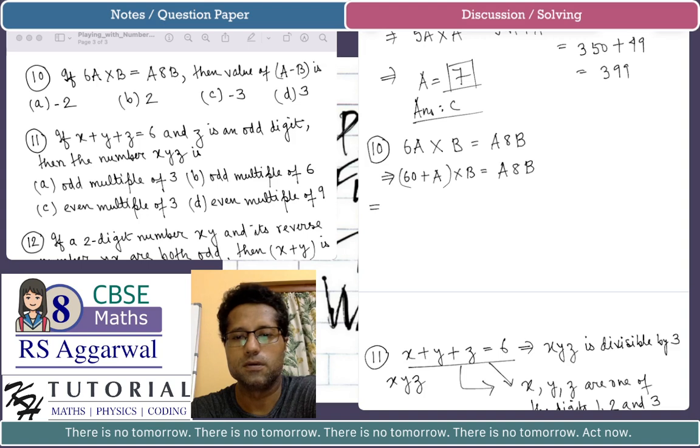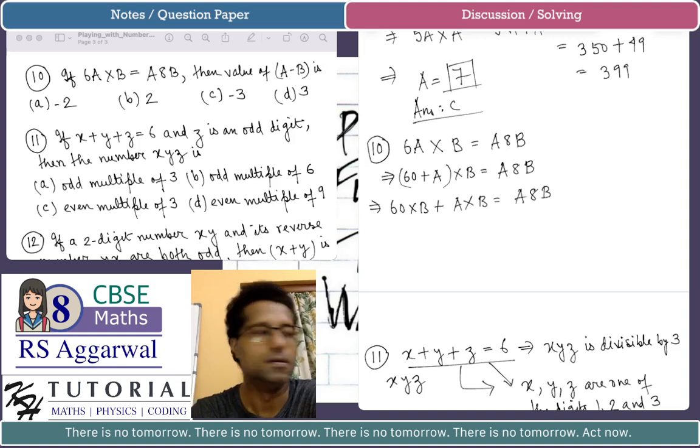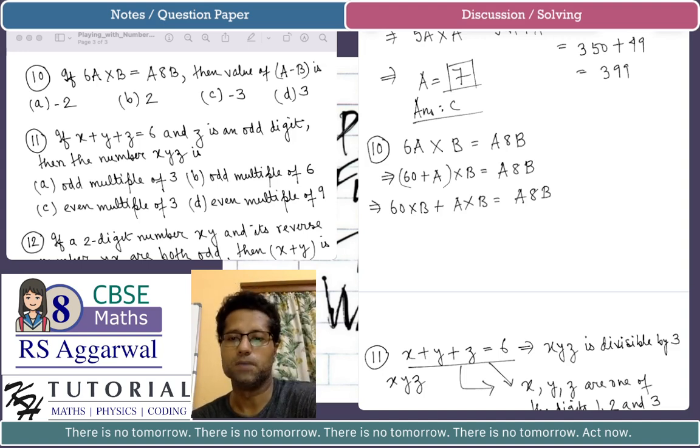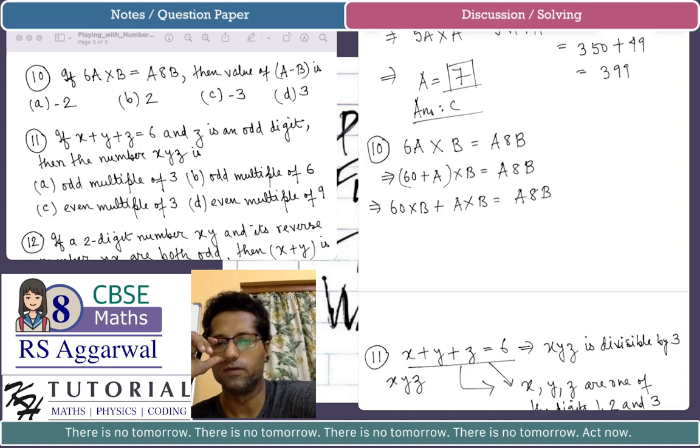Now this implies 60 into b plus a into b is equal to a8b. Now 60 into b, whatever that number is, its digit at the units place will be 0, because 60 into b is 6 into 10 into b, and any natural number multiplied by 10, its digit at the units place is always 0.